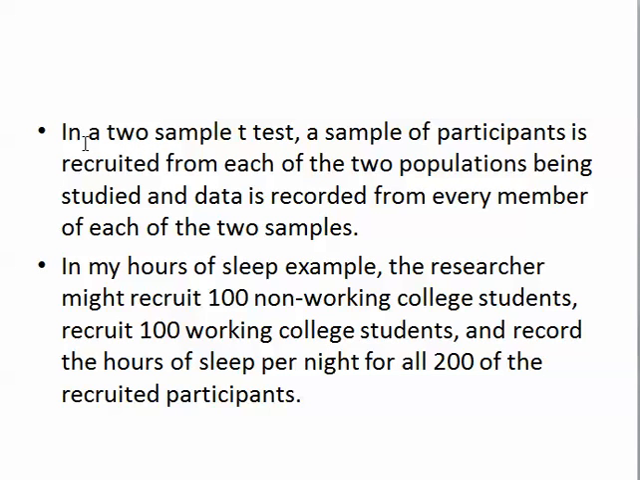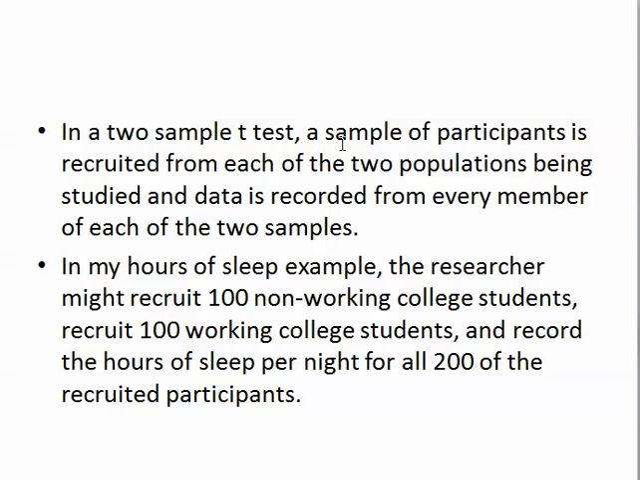So if you're doing a study and you want to know if the means of two populations are equal, or if a difference exists between the means of those two populations, then you need to do a two-sample t-test. And when you're using a two-sample t-test, first you have to recruit a sample of participants from each of the two populations being studied and record data from every member of those two samples.